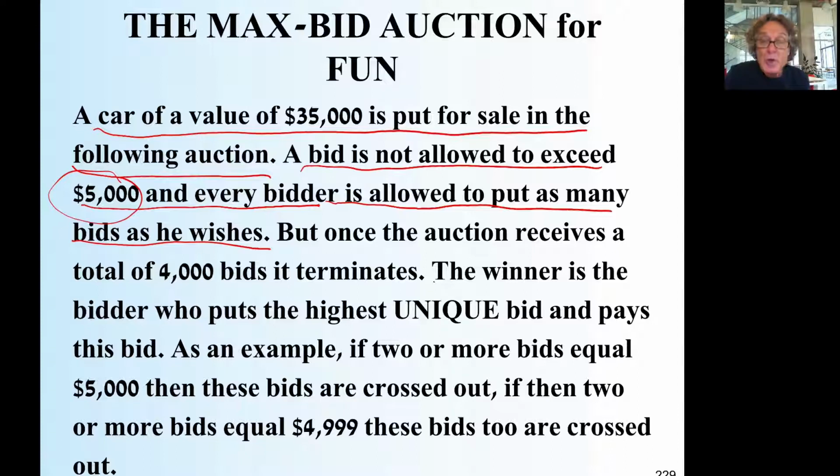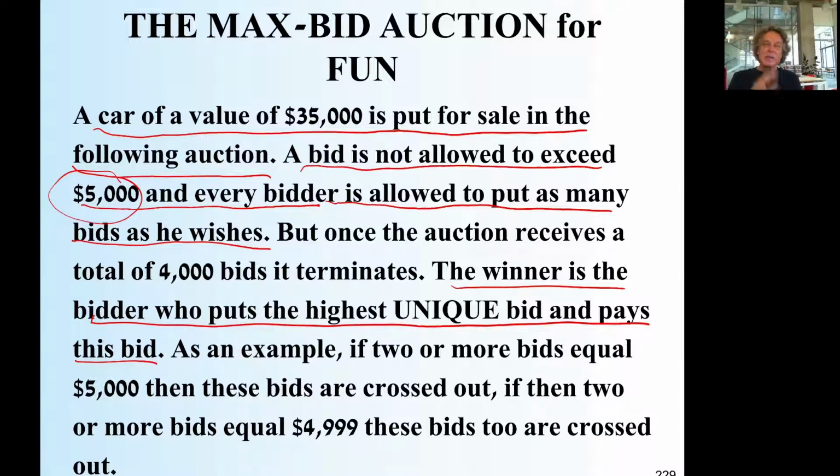Okay, so who is the winner? The winner is the bidder who puts the highest unique bid and pays this bid. Let me explain. Suppose that I start from the top. I ask, how many bids of 5,000? If nobody bids 5,000, I go down to 4,999. If only one bids 5,000, he or she is the winner. If two or more put 5,000, they bust. They don't get anything, and I start going down to 4,999. If there's only one, he's the winner. If no one, I go down by one. If more than one, they bust.